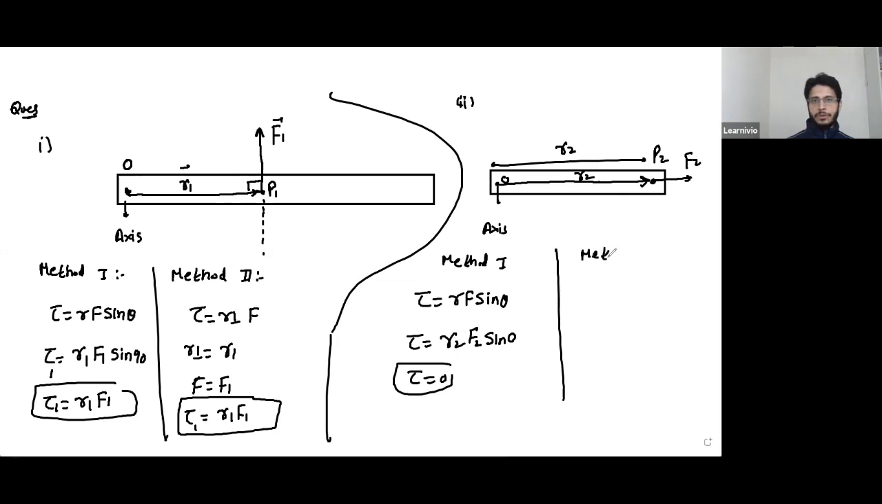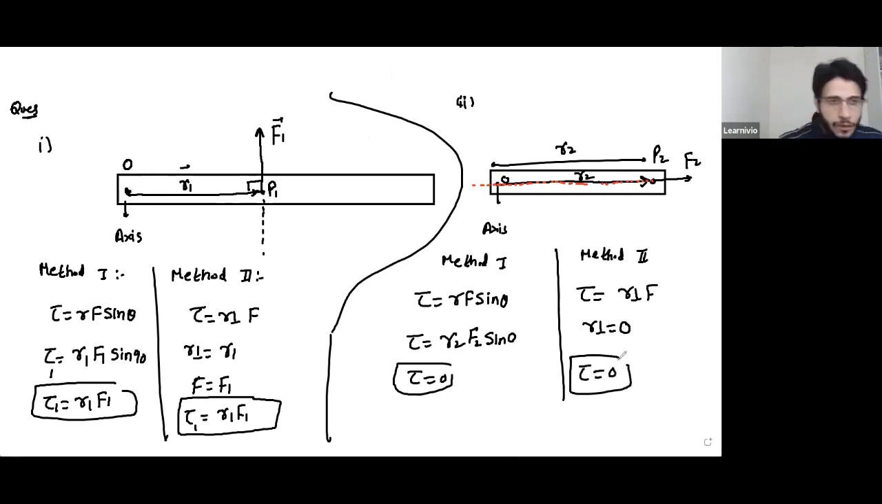If I use method 2, I need the expression R perpendicular F. For R perpendicular, just extend this line of action of force till it passes through the axis of rotation. When it passes through the axis of rotation, R perpendicular is 0. Because if the line of action of force passes through the axis of rotation, then the perpendicular distance is 0. Your R perpendicular is 0, so your torque is 0. So you can use any of the methods: either R F sine theta or R perpendicular.